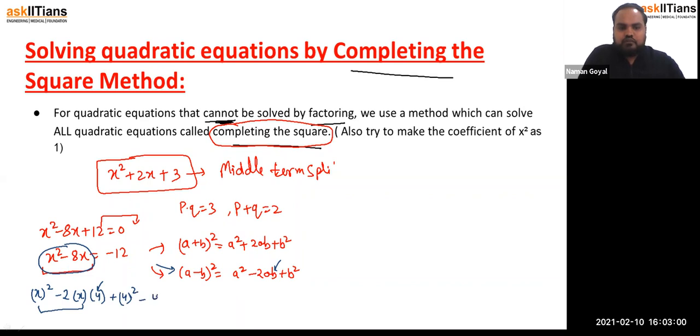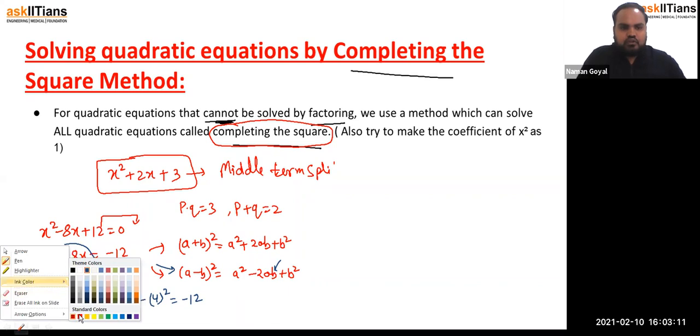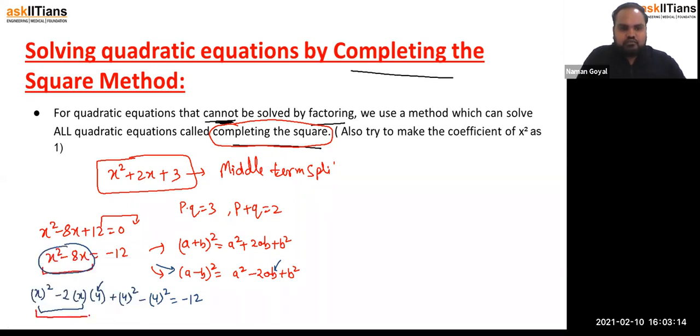So 4 square, now we have to subtract this also, 4 square, and what we get, minus 12. Now if you see, up to this quantity, x square minus 2x into 4 plus 4 square, it becomes a square minus 2ab plus b square, which is a minus b whole square. So that quantity can be written as x minus 4 whole square. Now minus 4 square is there, is equal to minus 12.